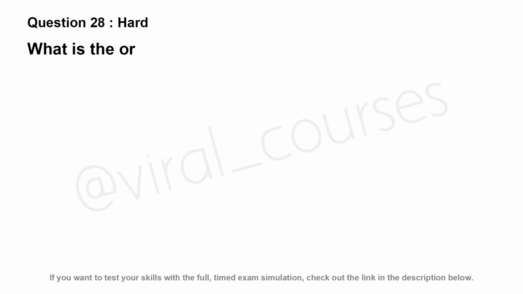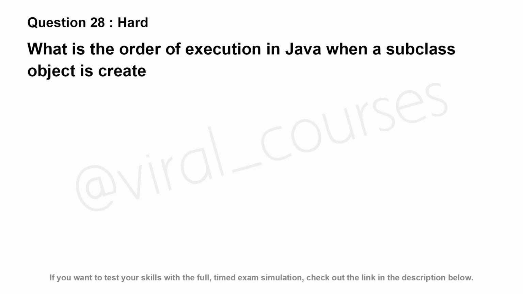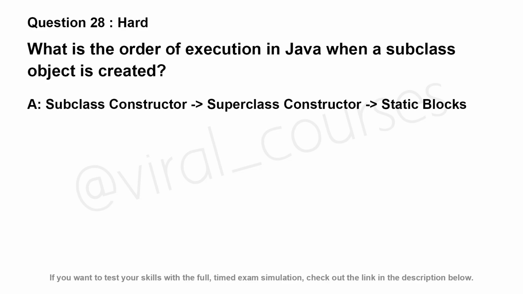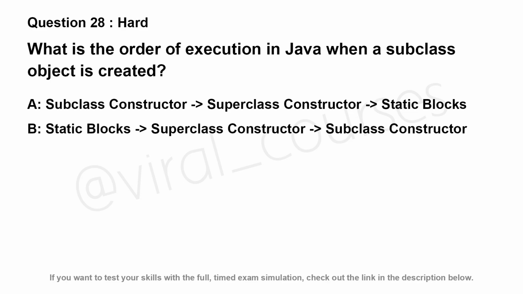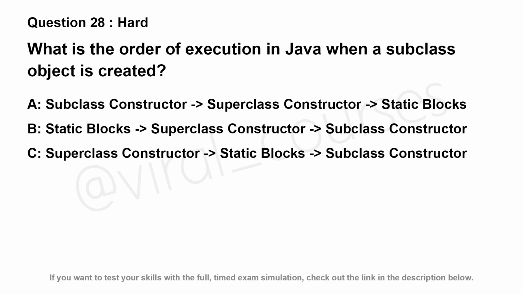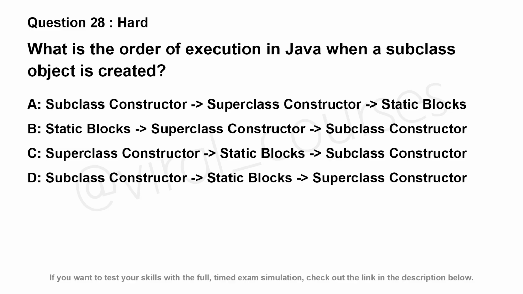What is the order of execution in Java when a subclass object is created? Option A. Subclass constructor to superclass constructor to static blocks. Option B. Static blocks to superclass constructor to subclass constructor. Option C. Superclass constructor to static blocks to subclass constructor. Option D. Subclass constructor to static blocks to superclass constructor.